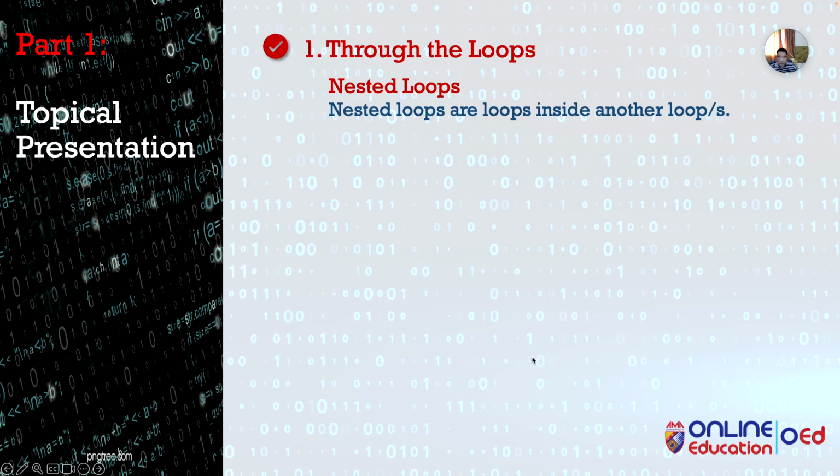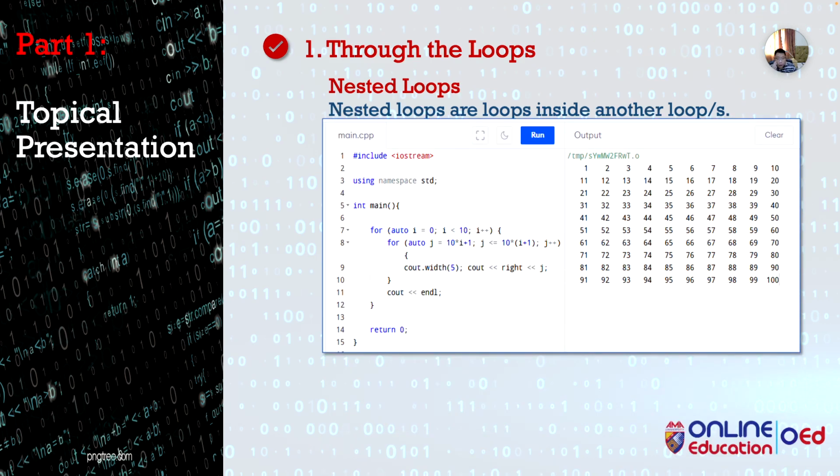Now we go to nested loops. Nested loops are loops inside another loop. So that is quite simple. For example, this program prints the first 100 natural numbers, 10 numbers in each line.